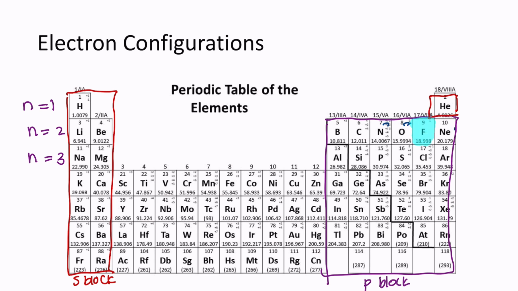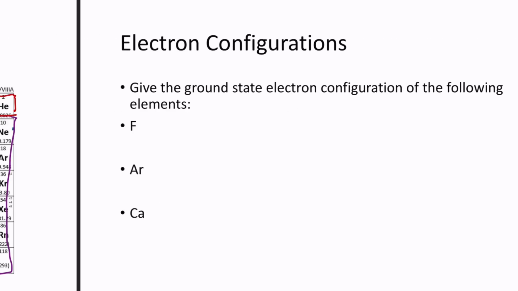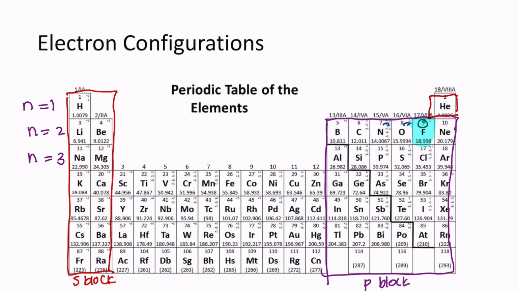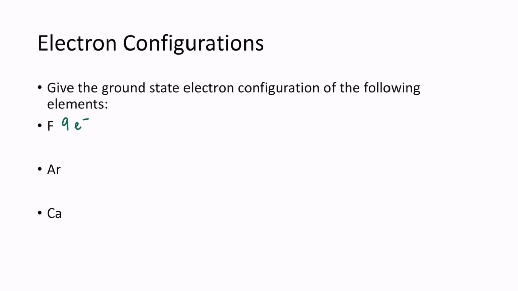Fluorine is right here. I also noticed that fluorine has 9 protons, so that means I have 9 electrons. I am going to fill in those electrons by using the periodic table. So n equals 1, I can only have 2 electrons. So when I fill that in, I'm going to write it as n equals 1. So the energy level is 1.